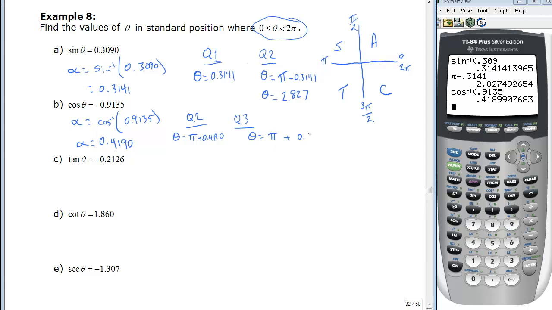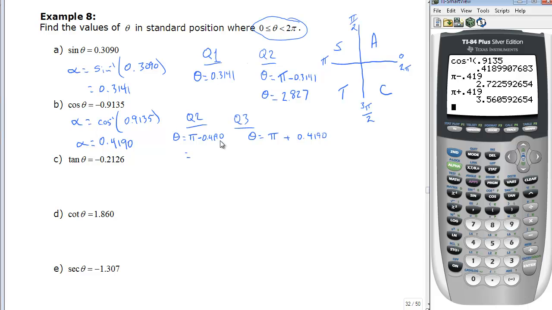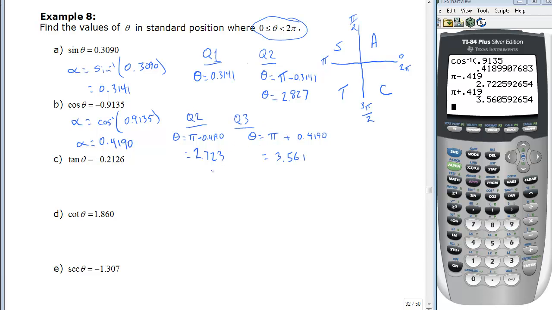If you're struggling figuring these out in radians, think of it in degrees. It would be 180 plus the reference, so while we don't have 180, we have pi. If we do this on the calculator, we get our two answers. First we have 2.723, and second we have 3.561, rounded to 4 significant digits. So there's our two angles. We'll continue with the rest then.